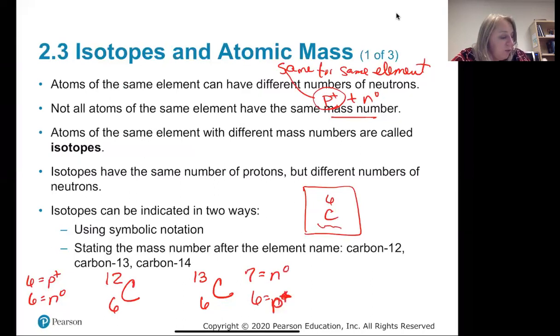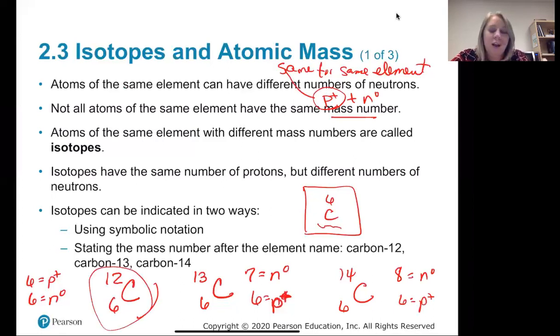Next one, carbon 14. We know that it has 6 protons. So we're going to say we have 6, but how do we get to 14 for a mass number? We can't change the number of protons, so we have to change the number of neutrons. So that means we must have 8 neutrons. So you can write it either way in this symbolic notation, or you can write it out as the element and then a dash and the mass number.